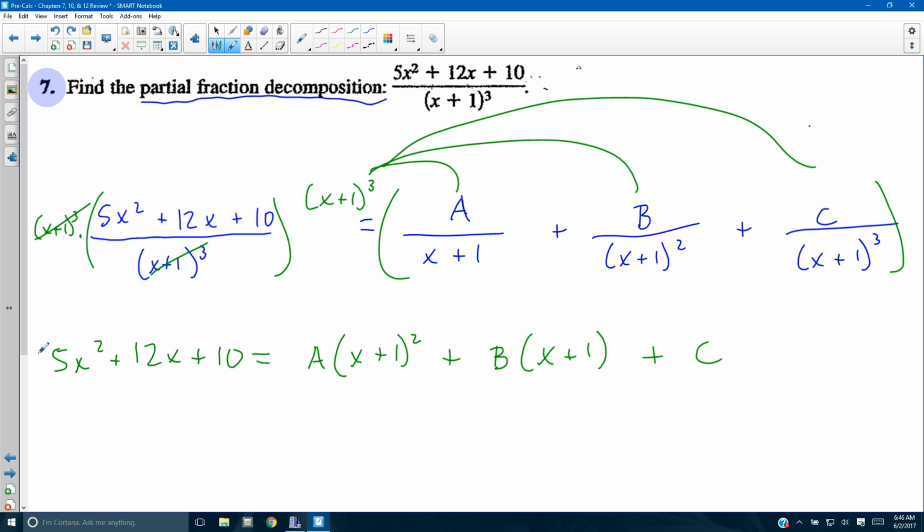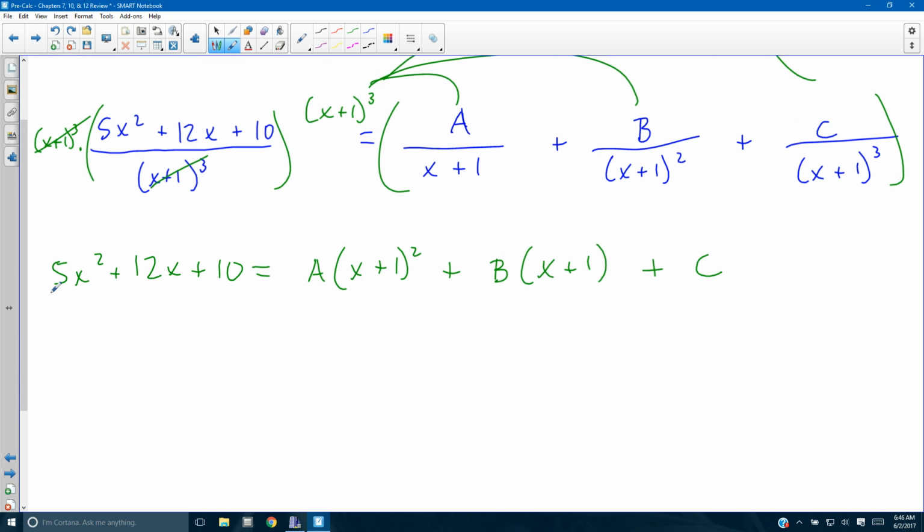My end goal here is to express this number 5 in terms of the letters a, b, and c, 12 in terms of the letters a, b, and c, and 10 in terms of the letters a, b, and c. So I'm going to leave this left side unaffected. On the right side, I'm going to expand all these things and distribute the a, b, and c so that I can find an x squared common factor, an x common factor, and a constant common factor.